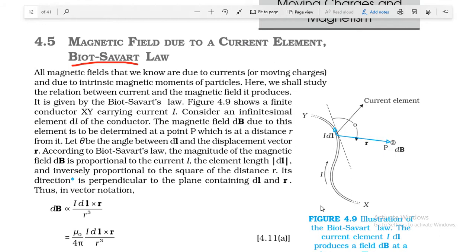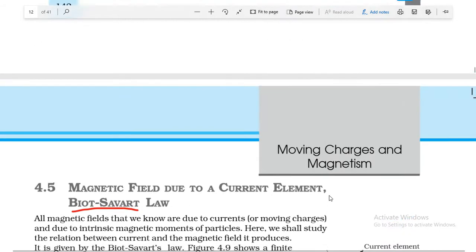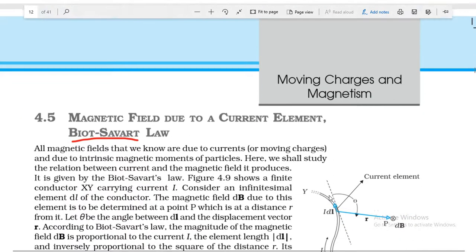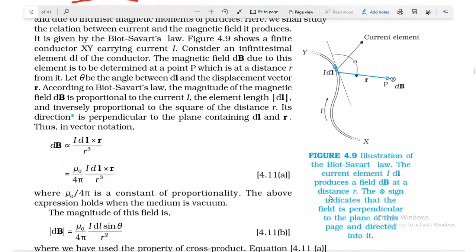So in this picture you can see this one is a current carrying wire. I hope it is visible. Suppose this part is taken as the current element. This is a very small part and its length is dl. So let us find out the value of magnetic field at this point P at distance r from this element.